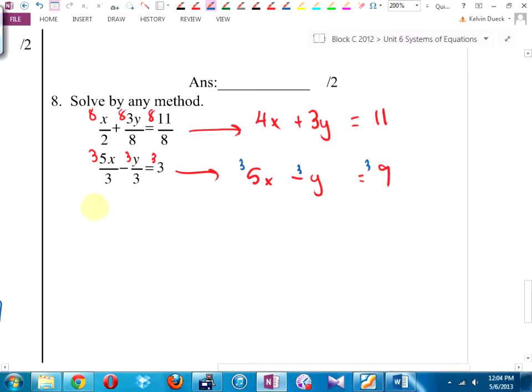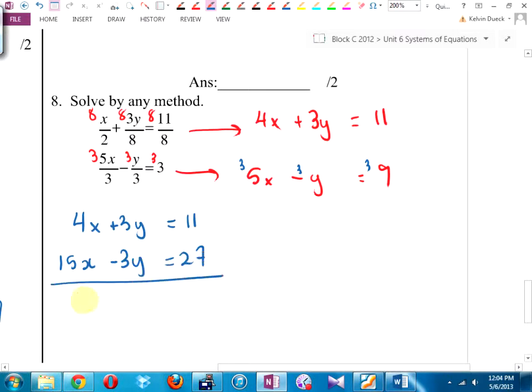I'll get this, the first equation, and the second equation, and I'll add, and I get 19x equals 38. Divide by 19, x equals 2.